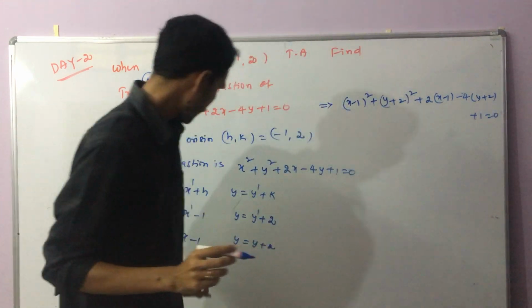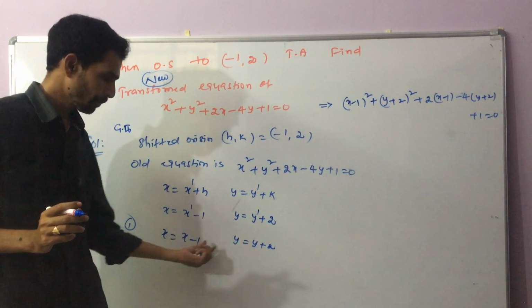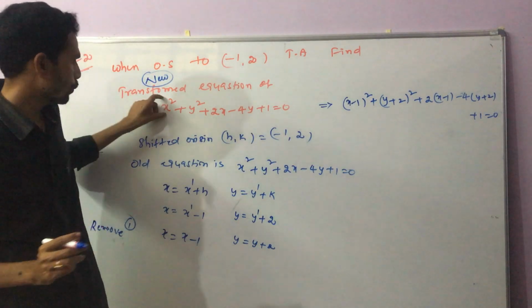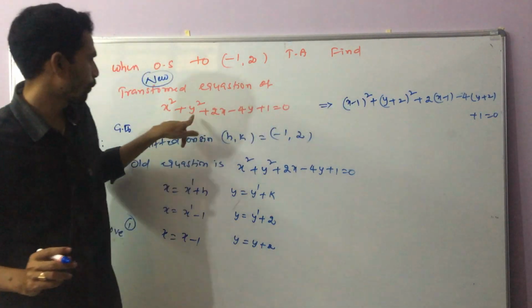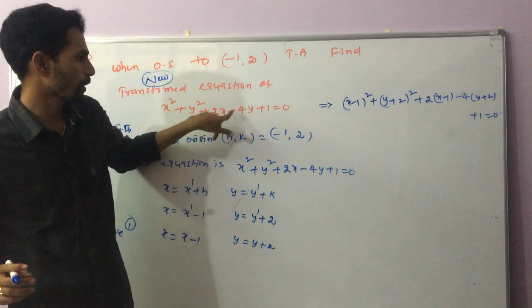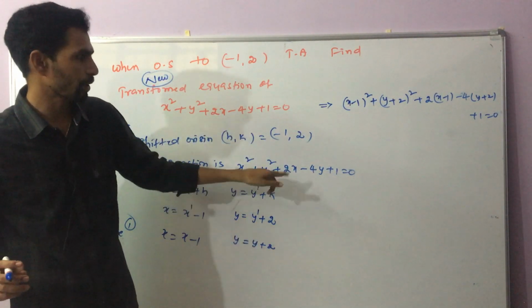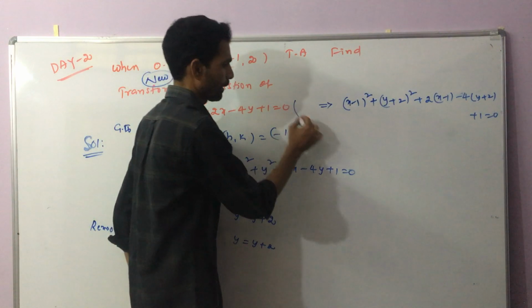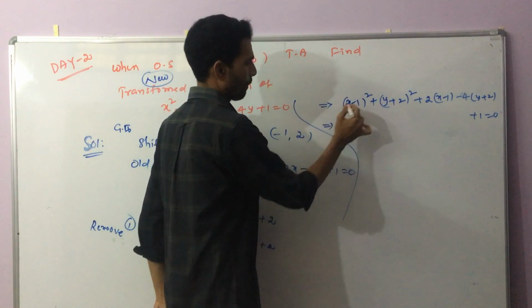Once again I will repeat. In place of x substitute x minus 1, and in place of y substitute y plus 2. x square means x minus 1 whole square, y square means y plus 2 whole square, 2x means 2 of x minus 1, and 4y is 4 of y plus 2, plus 1 is equal to 0. Now general simplification. What is the formula here? The a minus b whole square formula.